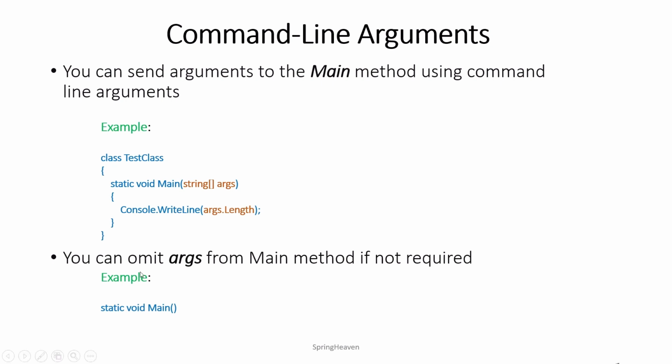You can omit arguments from the main method if not required. This is the shortest form of the main method.